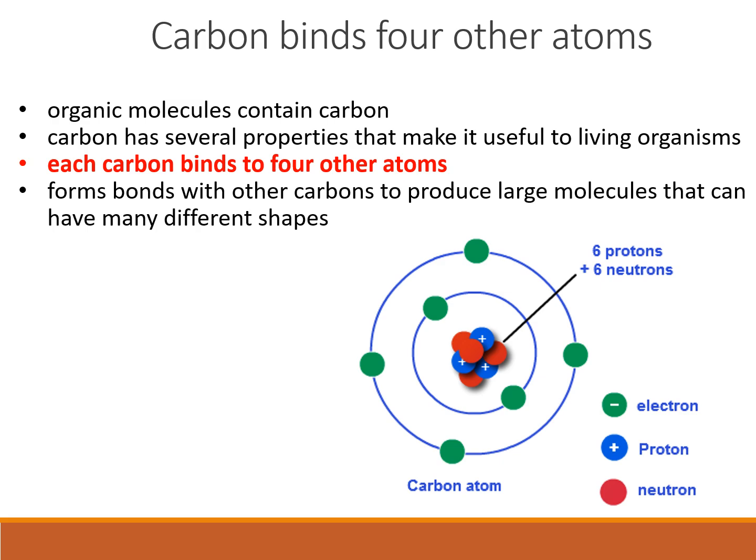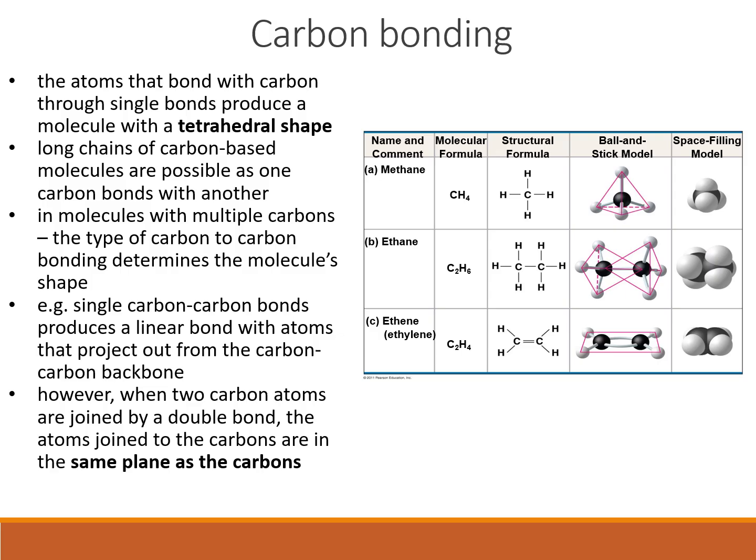And carbon has several properties actually that makes it pretty useful to living organisms such as human beings. Each carbon is going to bind to 4 other atoms through covalent bonds. This means that carbon can form bonds with other carbons to produce very large molecules that can have many different unique shapes. Atoms that bond with carbon through single bonds tend to produce a molecule with a pyramidal or tetrahedral shape.